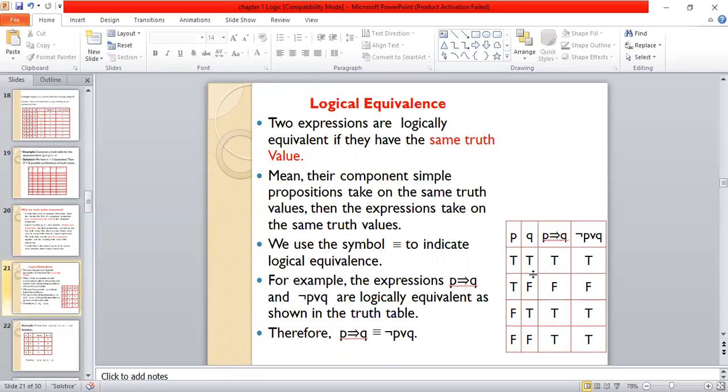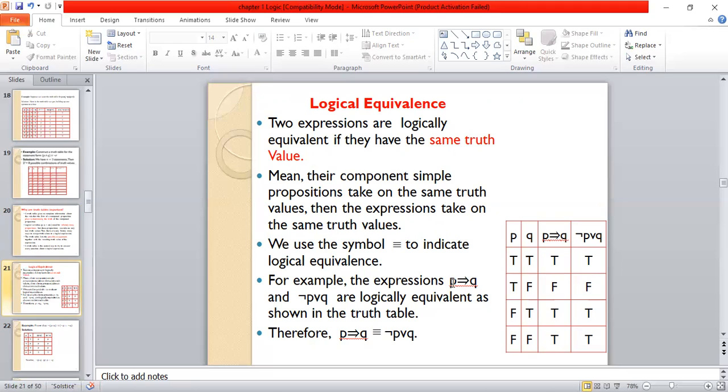When you come to logical equivalence, given two compound propositions, they are said to be logically equivalent if they have the same truth value regardless of the truth values of the component propositions. This means that when their component simple propositions take on the same truth values, the expressions take on the same truth values, and we use this symbol to indicate that the two propositions are logically equivalent.